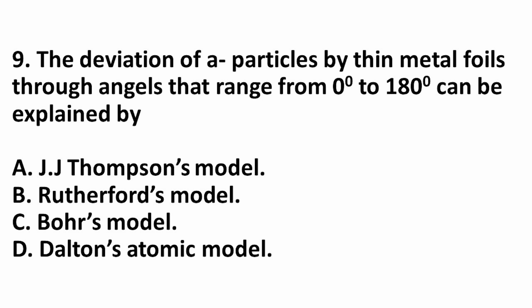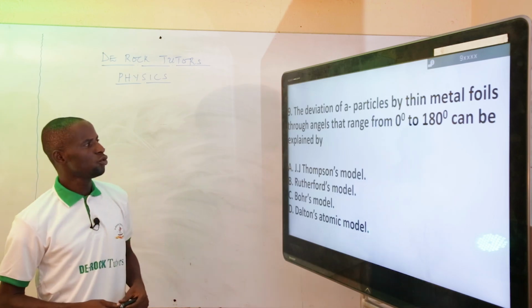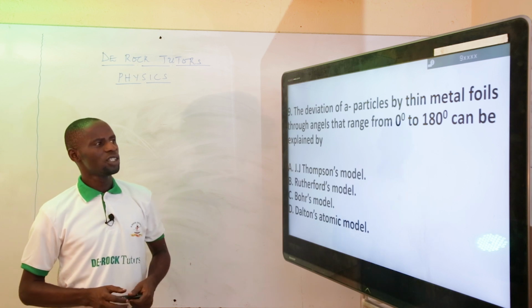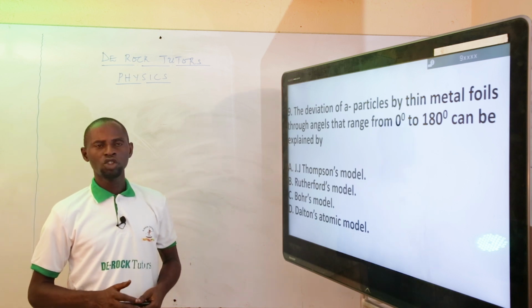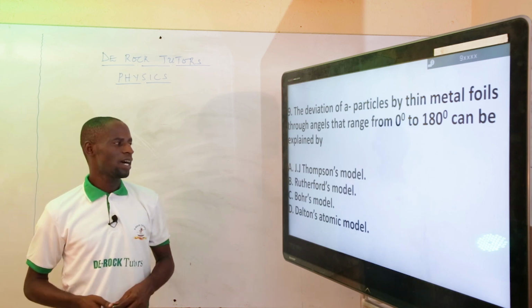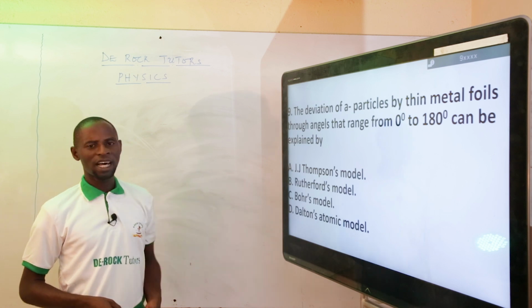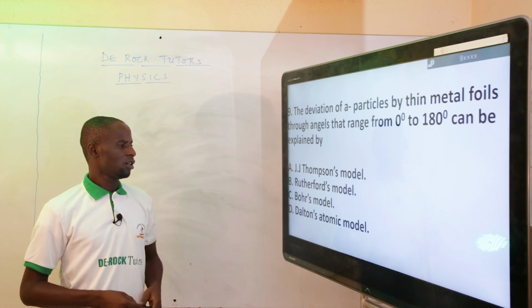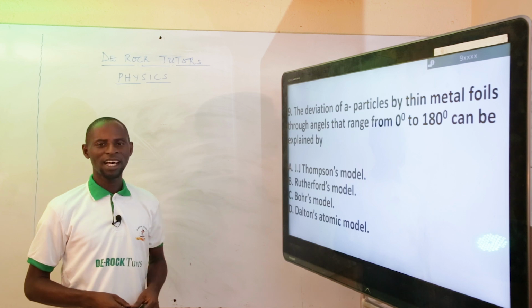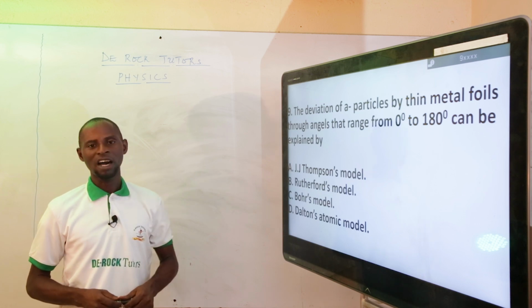Next question. The deviation of alpha particle by tin metal foil through angles that range from 0 degree to 180 degree can be explained by looking at the options that are here. The correct answer is Ernest Rutherford model. That's the only model that explains alpha scattering.